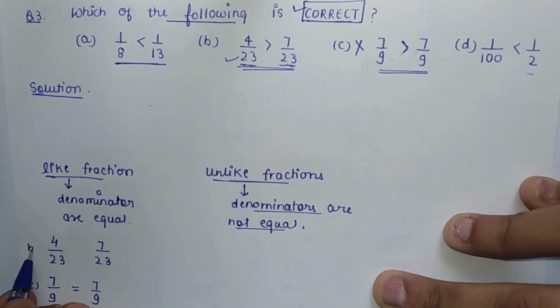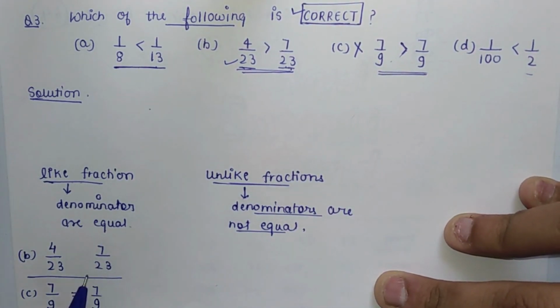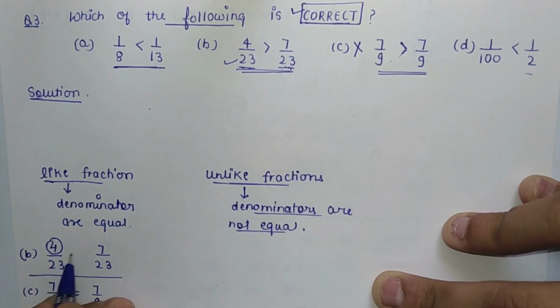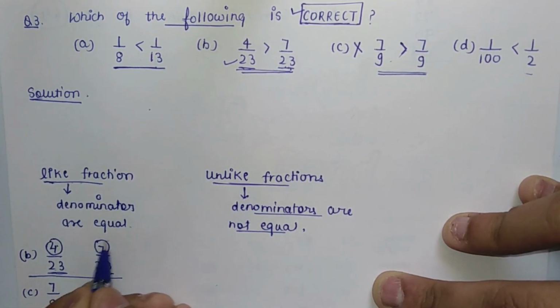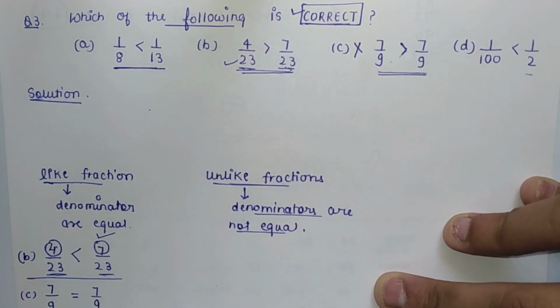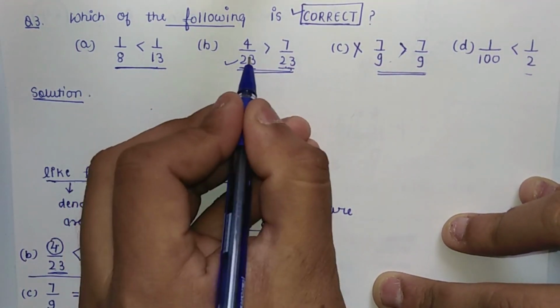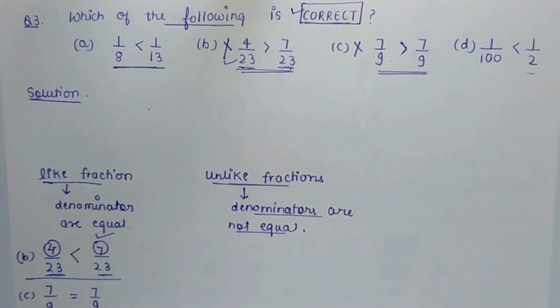But let's consider option number B. In case of like fractions, when the denominators are equal, the property is that the fraction with the greater numerator will be greater. This is the numerator, this is the denominator, and the denominators are the same. So in this case 7 is greater than 4, so 7 by 23 will be greater than 4 by 23, or we can say 4 by 23 will be less than 7 by 23, right? So this fraction will be less than this. In the option it is given as 4 by 23 is greater than 7 by 23, which is wrong. So this option is also wrong.